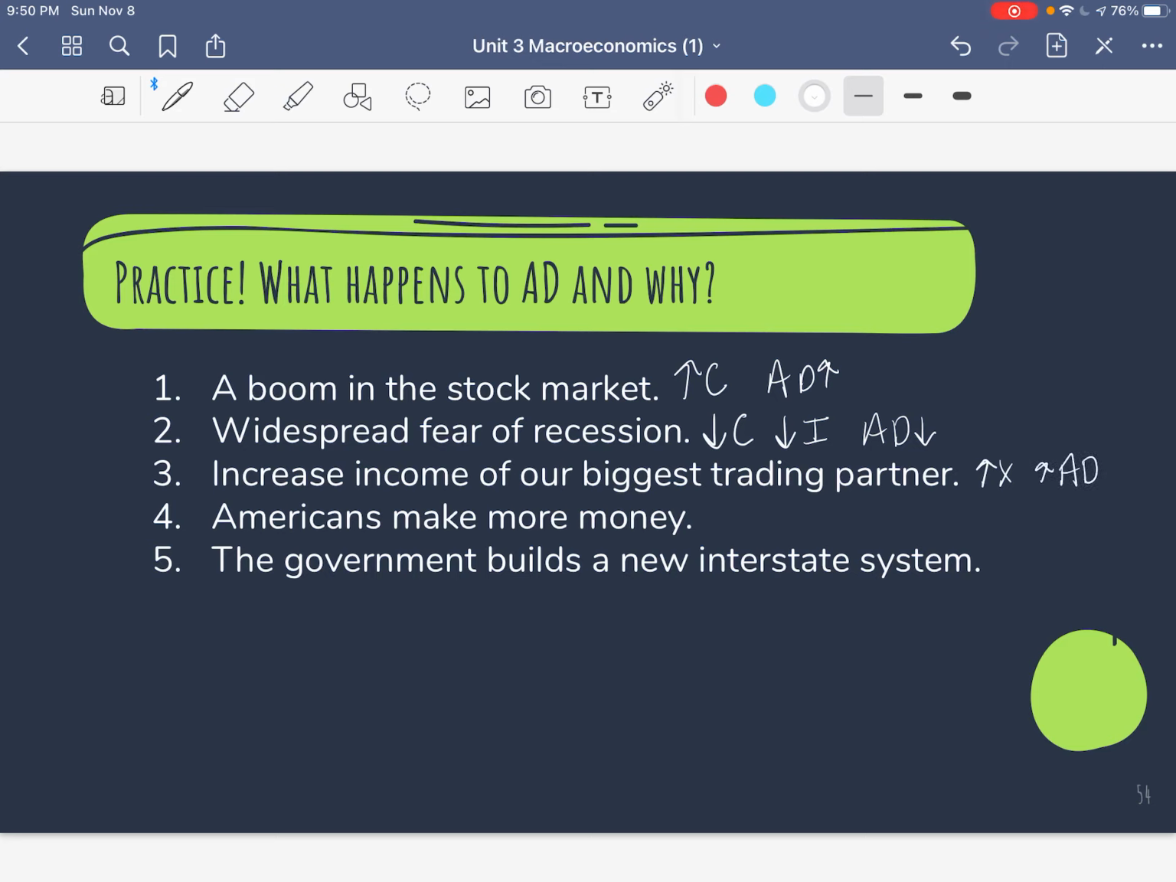Okay? Number 4, Americans make more money. Oh, if we make more money, honey, we're going to spend it. Increase consumer spending, and that causes AD to increase as well. Okay? And then the government builds a new interstate system. They are creating jobs, building this new interstate system. So we're going to increase government spending, and that leads to AD increasing as well.